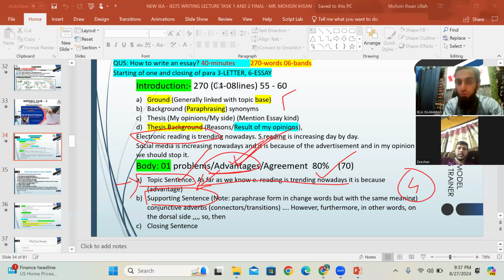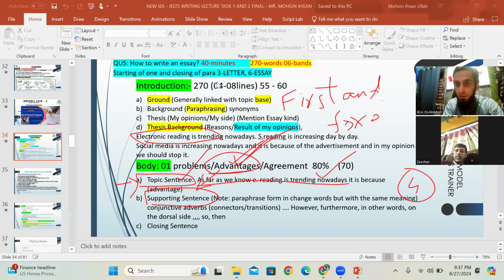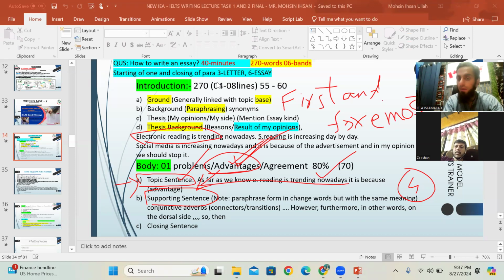You can start first and foremost, right? सबसे पहला और अहम, the most important, right? Then firstly, secondly, in addition, furthermore, moreover, three, four reasons you have to at least mention. Three, four reasons, the results, right? This is having disadvantage, this is having disadvantage, this is having disadvantage.